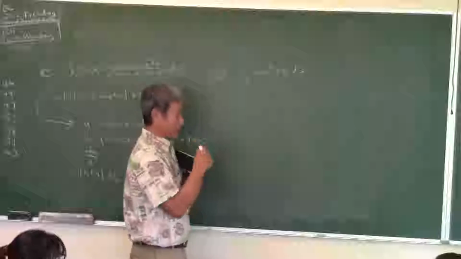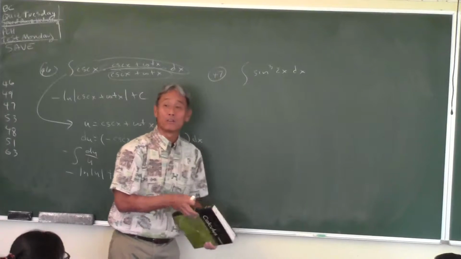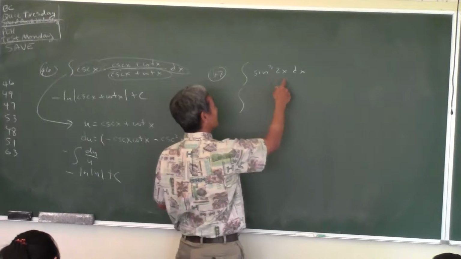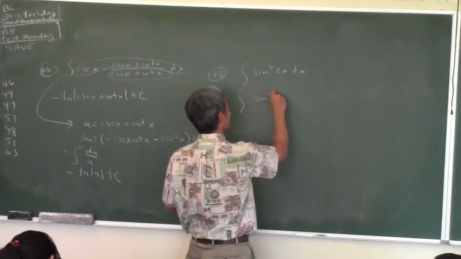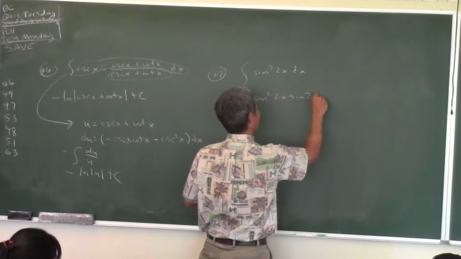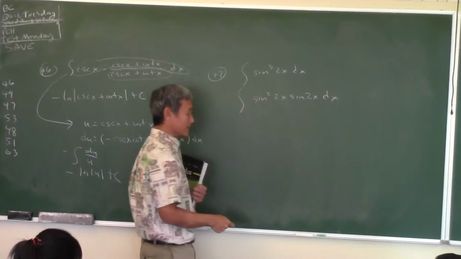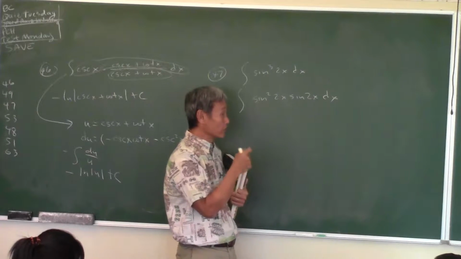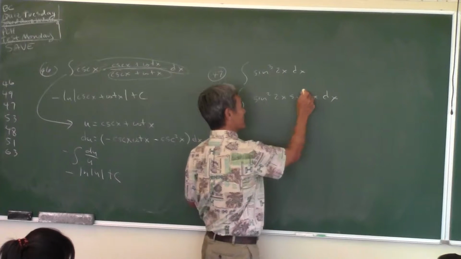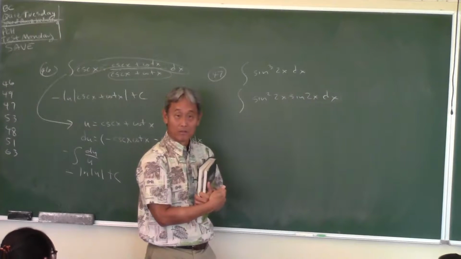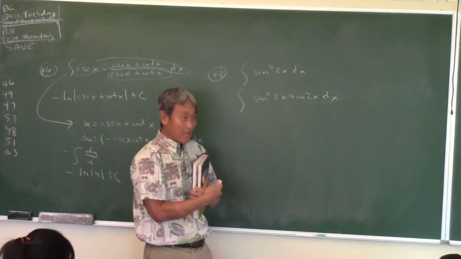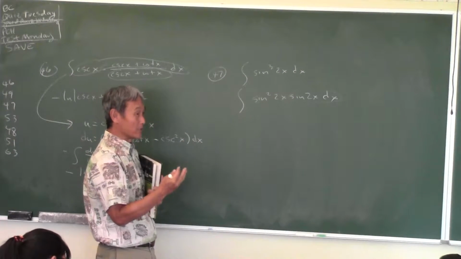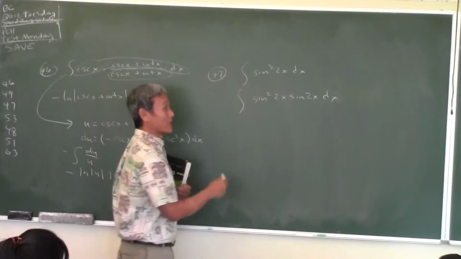Did the book give you a hint? I don't want you to look at the hint. What you need to do is split this up into sine squared times sine. Why do you do that? Because if you let u equal cosine 2x, then wouldn't this here be part of the du? Yes. So you gotta let u equal cosine 2x, but how can you do that? By using identities.